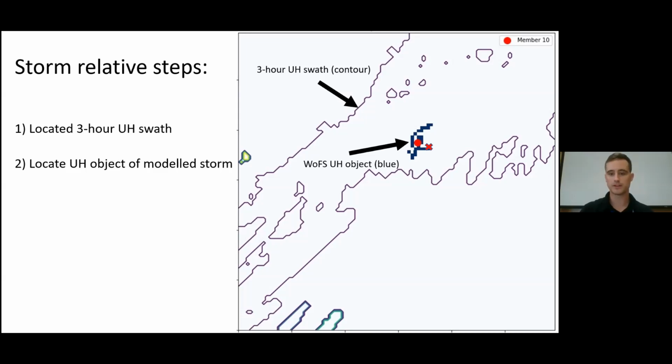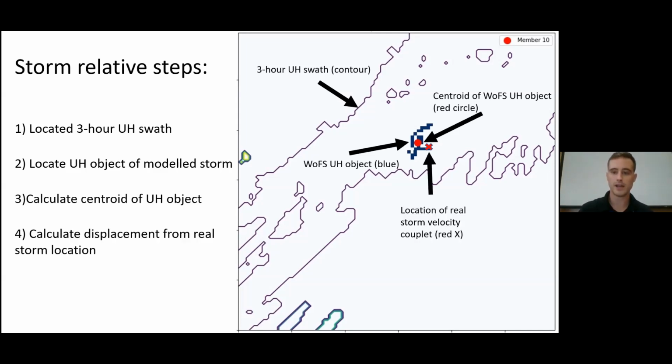Now, the blue pixels there are the WoFS UH object specific to the storm that I'm trying to look at. There might be others in the vicinity, but it's the one that I'm particularly interested in, that corresponds to the supercell we were observing. The red dot here is the centroid of those pixels, which is calculated using that algorithm. And the red X here represents the real storm location. And so here, perhaps WoFS forecasts a storm that was a little bit to the north and west of the observation, or of the observed storm.